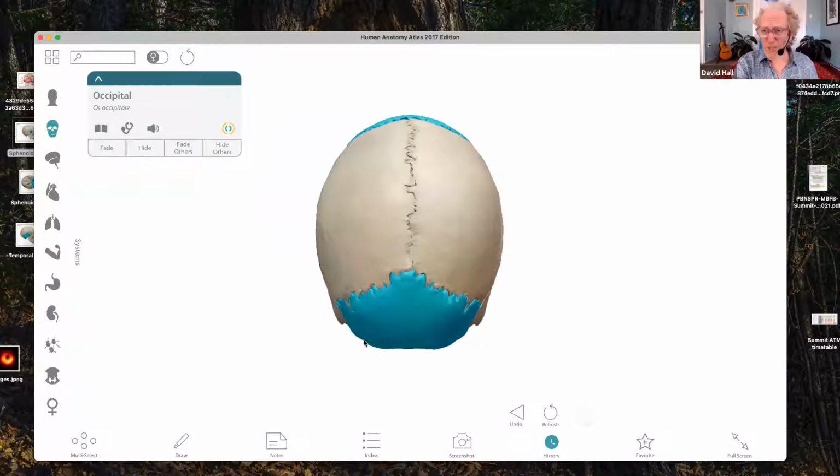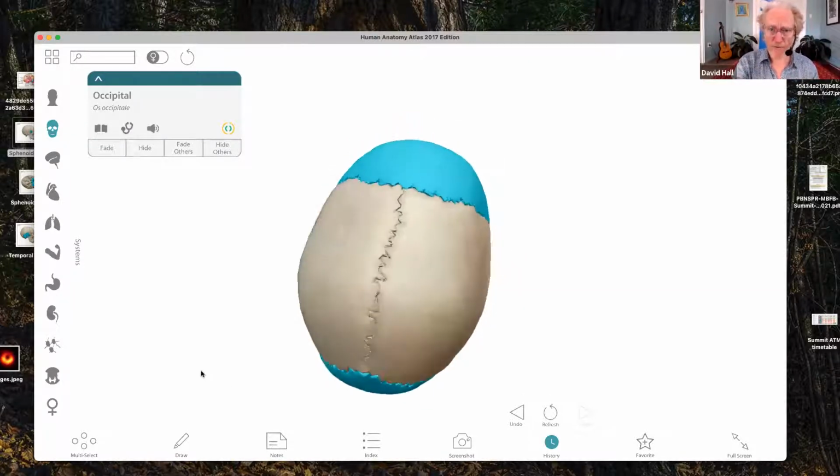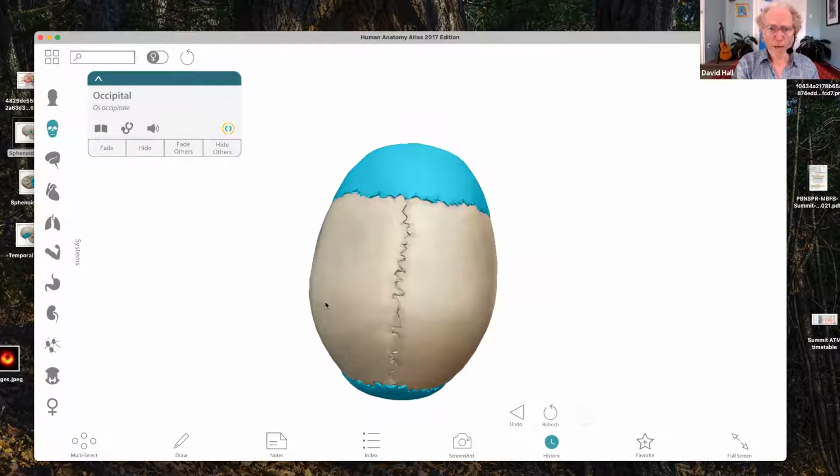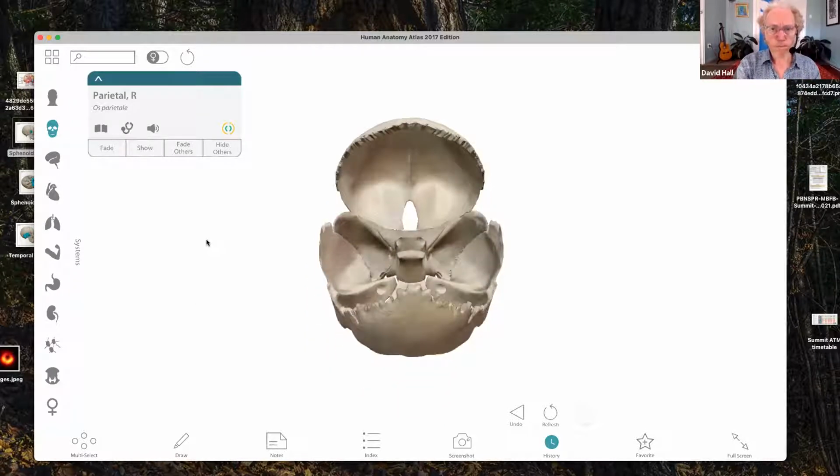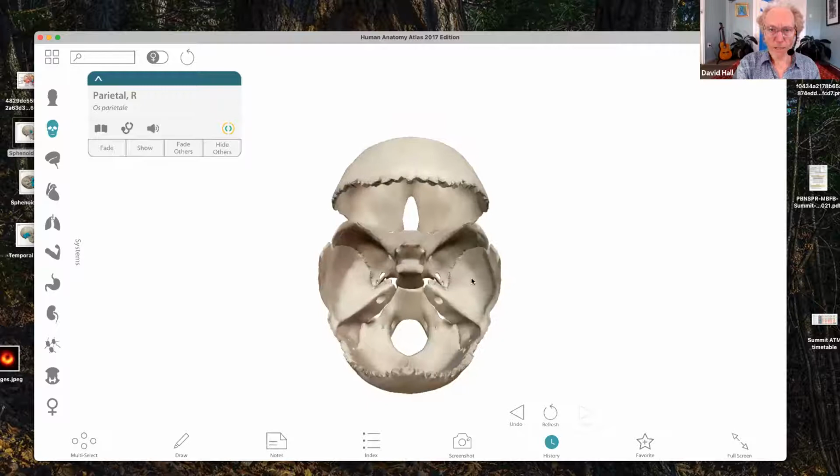So all the bones of the skull have this capacity to move. Not much, you can look at the joints. They hardly move at all. But it has the brain floating inside the cerebrospinal fluid in there. And if I remove the parietal bones here, we can see the spaces inside the brain.